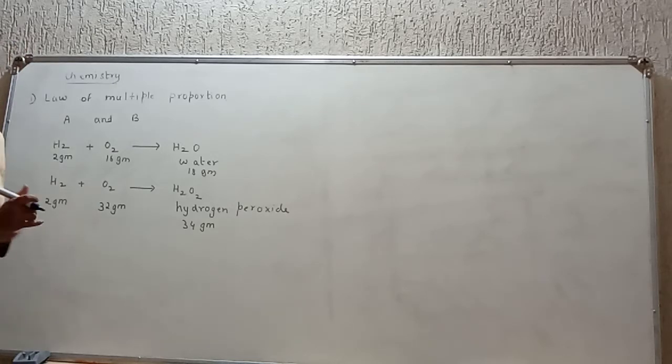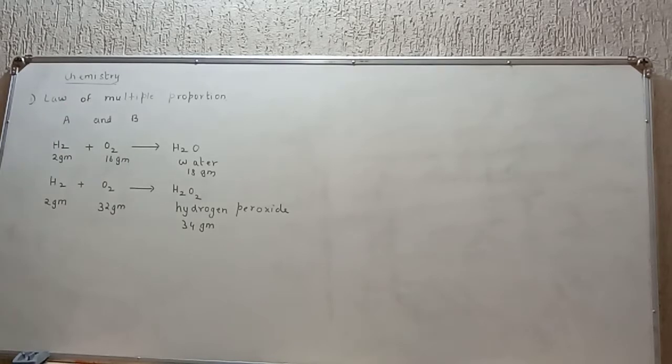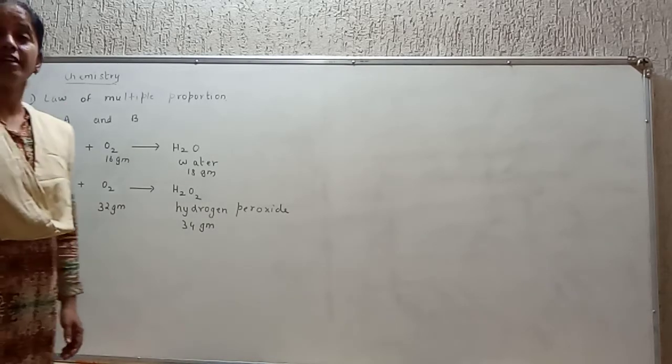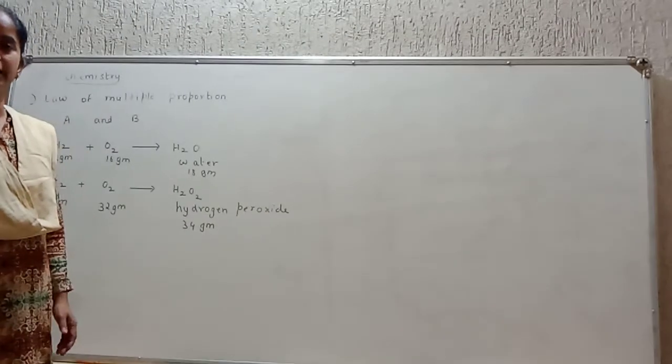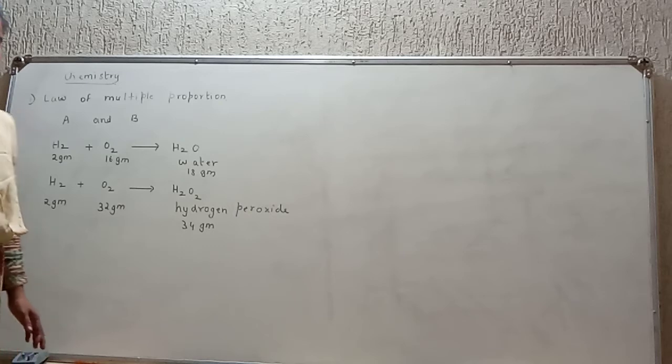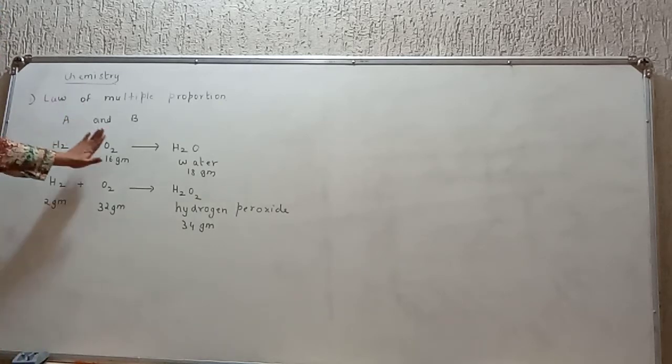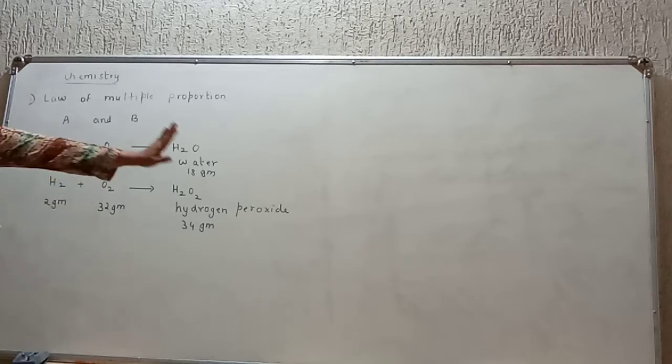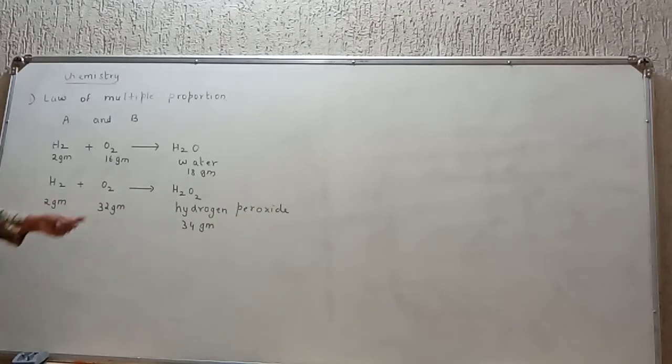I'll repeat. What is law of multiple proportion here? If two elements combine or chemically react to form two different compounds, more than one compound basically, then they do so in the simple whole number ratio. Example, hydrogen reacts with oxygen to form water. It also reacts with oxygen to form hydrogen peroxide. Here, if you compare the amount of B which reacts with A, it's in a simple whole number.